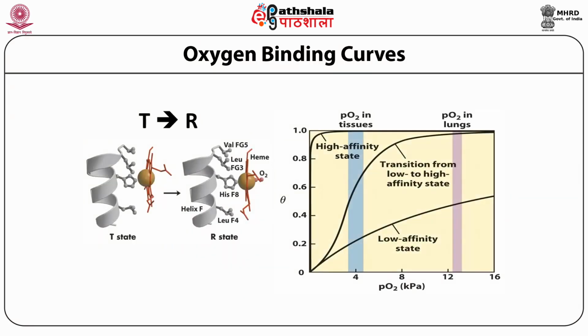Oxygen binding curve. You can see here in the T state and in the R state different types of interaction take place, and if you plot the value of theta versus partial pressure of oxygen, you see the low affinity state, the transition from low to high affinity state, and then the high affinity state. That's because of the cooperative binding of the oxygen to the hemoglobin.